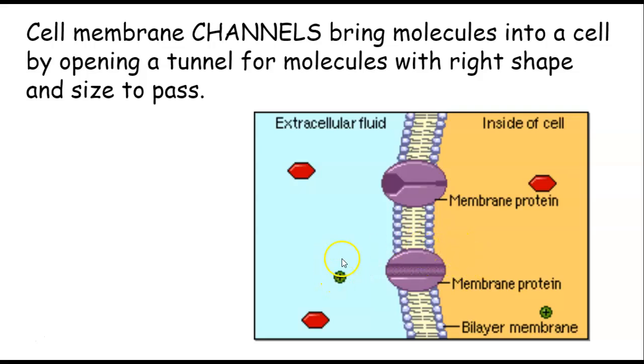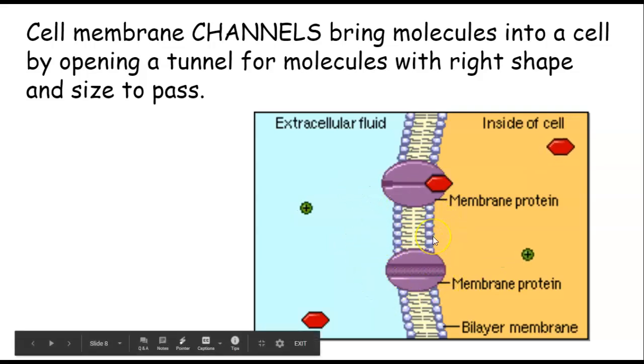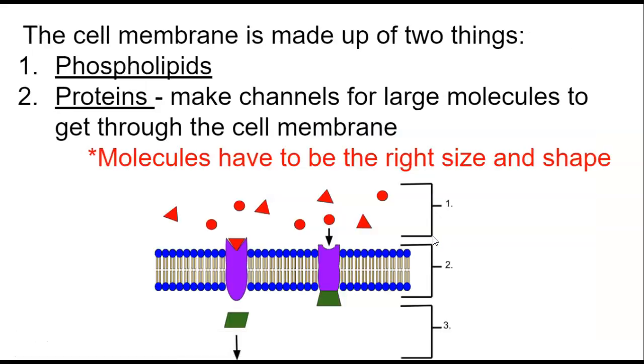But if the green one were to try to go into the top channel, or the red one were to try to go into this channel, they wouldn't be able to go. So it's only the ones with the right shape and size that can go into the right tunnels. Okay. So here, what you can write is the red part here, that molecules have to be the right size and shape to go into that specific channel or tunnel.